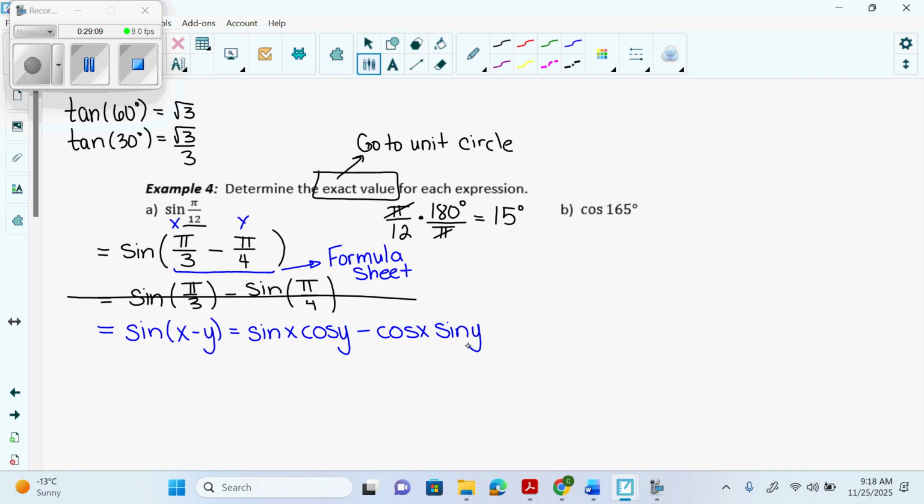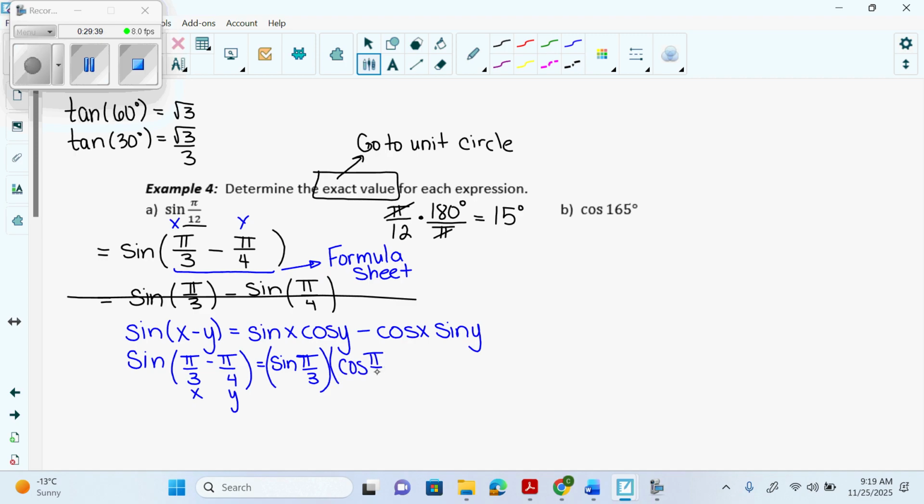Okay, so we don't want that to happen. So I'm going to have sine of pi over 3 minus pi over 4. And now I'm going to go sine pi over 3, because this is my x, this is my y. Sine pi over 3 in brackets times cos pi over 4.